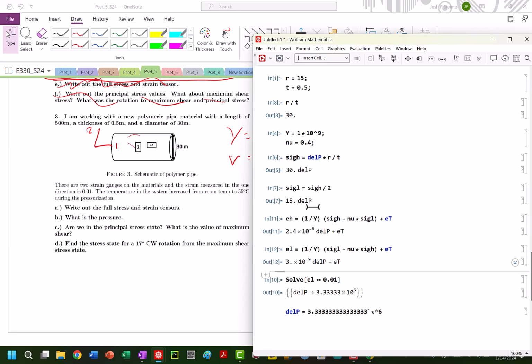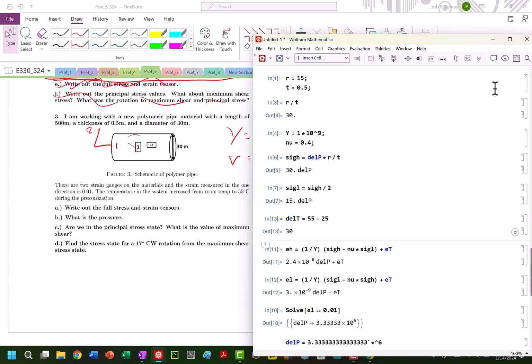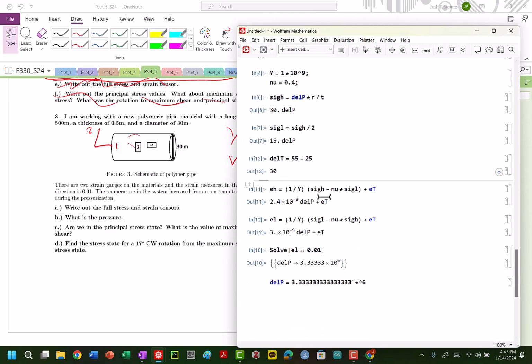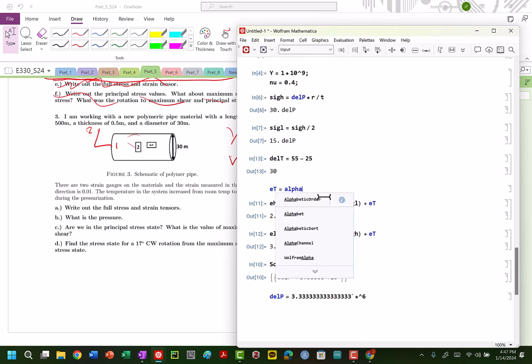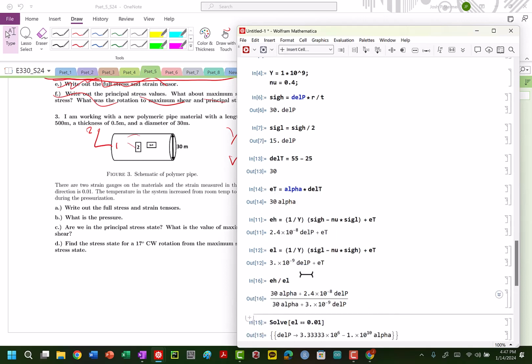How am I going to solve this problem? I'm given the strain. I don't know what delta P is. I know that my delta T is from room temperature to 55, so 55 minus 25, that's my delta T. And I know that my epsilon_T is equal to alpha times delta T. So if I look at this, it gives me my solution in terms of alpha. So this is a little bit tricky. Now, I could do epsilon_h divided by epsilon_l. Let's do full simplify.